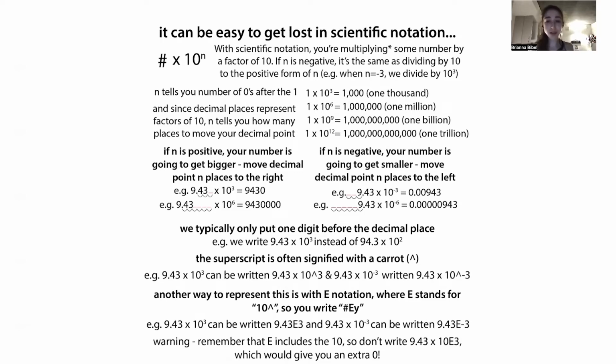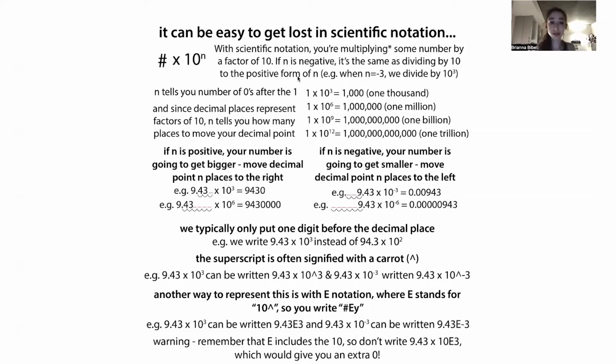So let's just talk about it on the same page. Basically with scientific notation, you have some sort of number multiplied by 10 to another number. We'll call that other number n. I say multiply, but if n is negative, it's the same as dividing by 10 to the positive form of n. So when n is -3, you have some number times 10 to the -3, that's telling you the same thing as dividing by 10 to the third. And 10 to the third is going to be 1,000.